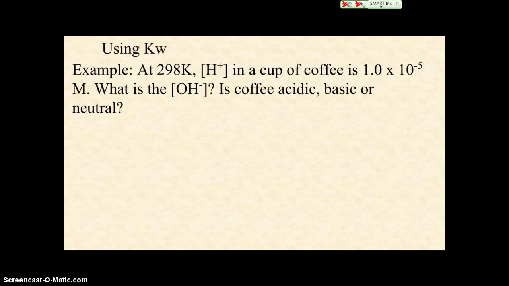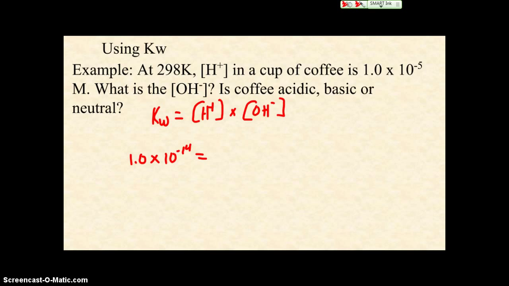For example, if you have a cup of coffee and it's got an H plus concentration of 1 times 10 to the minus 5th, that means that the H plus has increased, so the OH minus should decrease. And we can prove that that's true because we know that the Kw should equal 1 times 10 to the minus 14th. Let me rewrite this. This has to be equal to the hydrogen ion times the hydroxide ion. So when I plug in numbers, Kw is always 1 times 10 to the minus 14th.